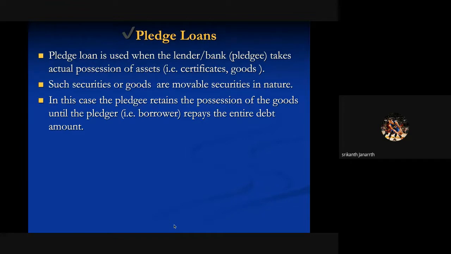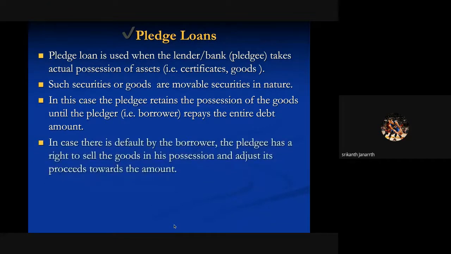The pledger is the borrower. So the borrower needs to repay. The goods will be given to the borrower when he makes the entire payment. Until such time, the goods are with the pledgee. Actual possession of the goods is taken into the custody of the pledgee, the bank. In the case of a default, the bank has the right to sell the goods and recover their losses. That is called pledge.